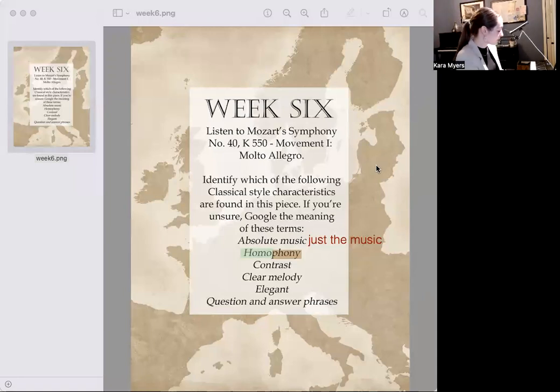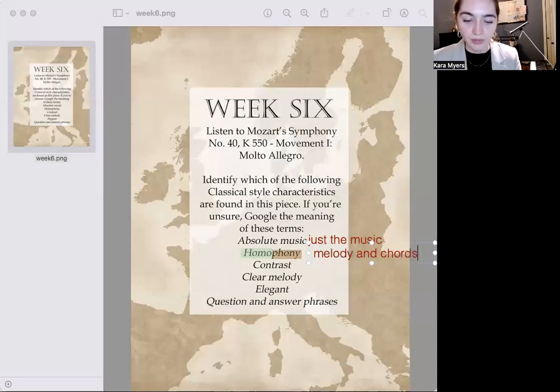So for example, if you hear something like that, that would be more polyphony, lots of melodies going on at once. Homophony would be more like this. So if you hear melody and then you hear supportive harmonies, then that would be homophony, melody and chords.